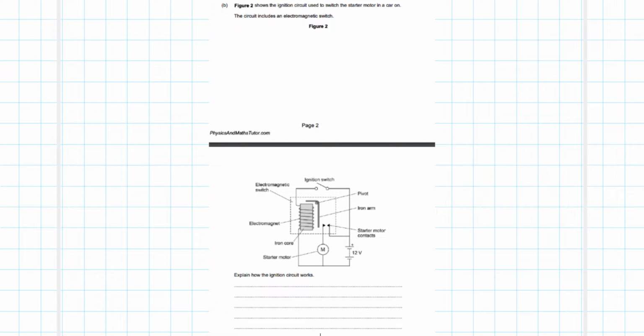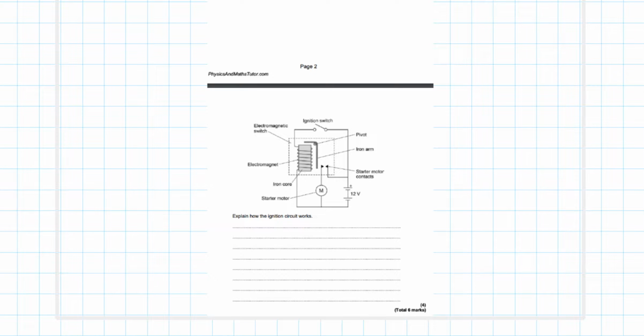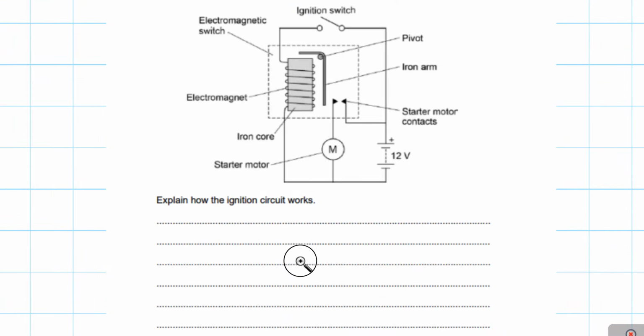Okay, figure 2 shows the ignition circuit used to switch the starter motor on in a car. To switch the starter motor in a car on, the circuit uses an electromagnetic switch. Explain how the ignition circuit works. So this is quite a difficult question.